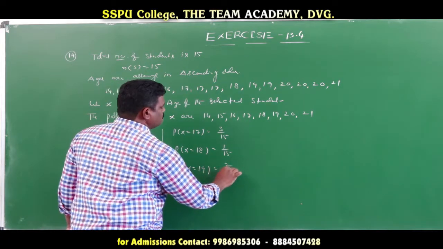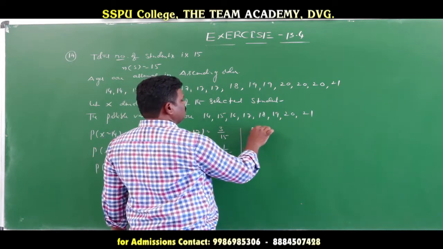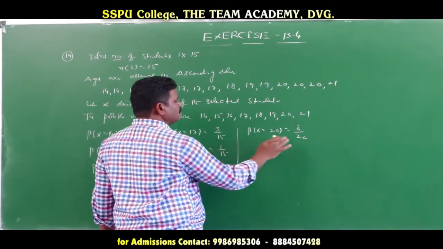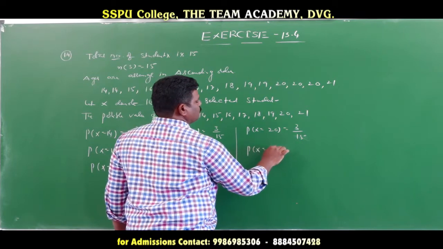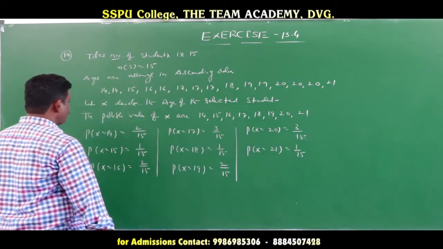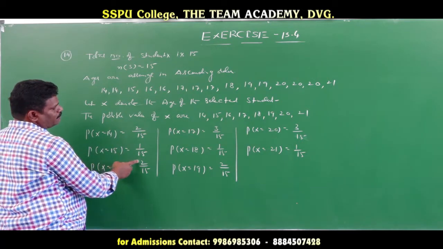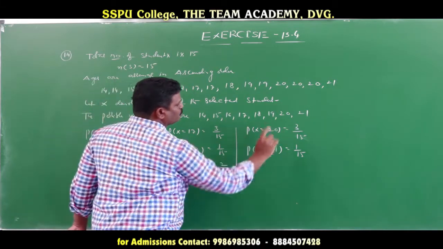Probability of X equal to 19: 2 members, 2 by 15. Probability of X equal to 20: 3 members, 3 by 15. Probability of X equal to 21: only one member, 1 by 15. Now to verify, add the counts: 2 plus 1 is 3, 3 plus 2 is 5, 5 plus 3 is 8, 8 plus 1 is 9, 9 plus 2 is 11, 11 plus 3 is 14, plus 1 is 15.